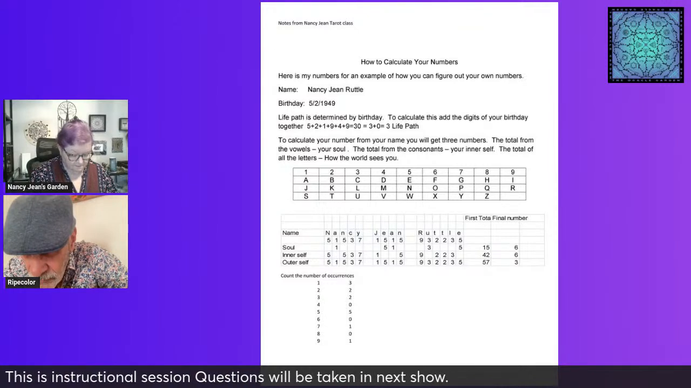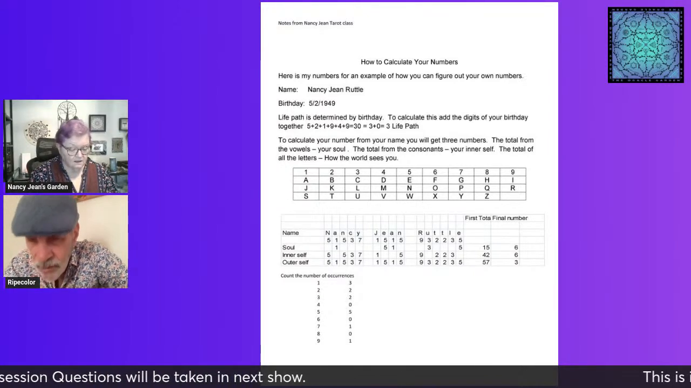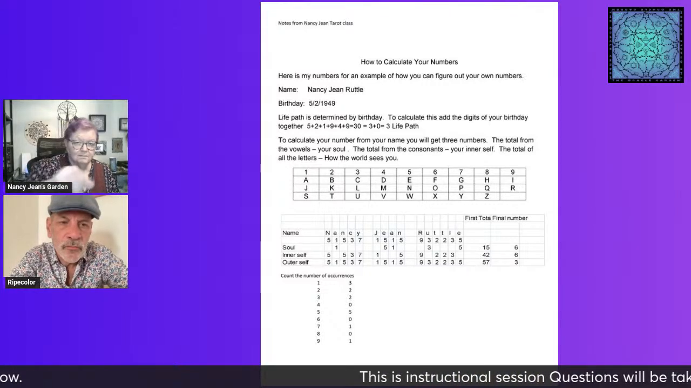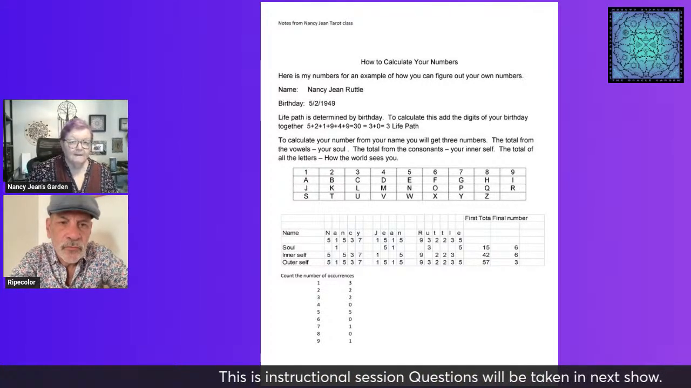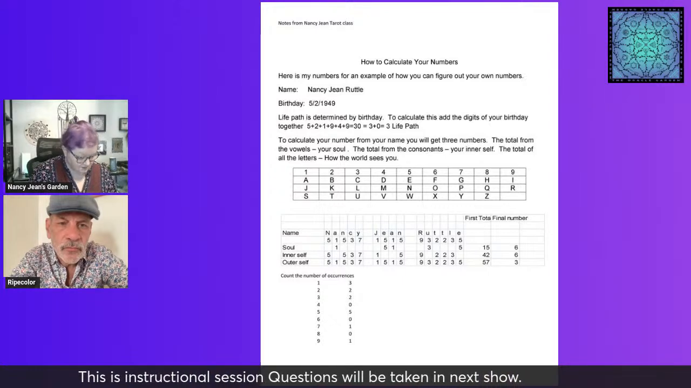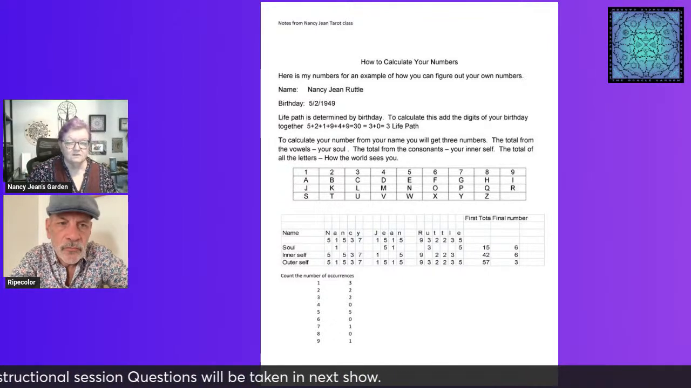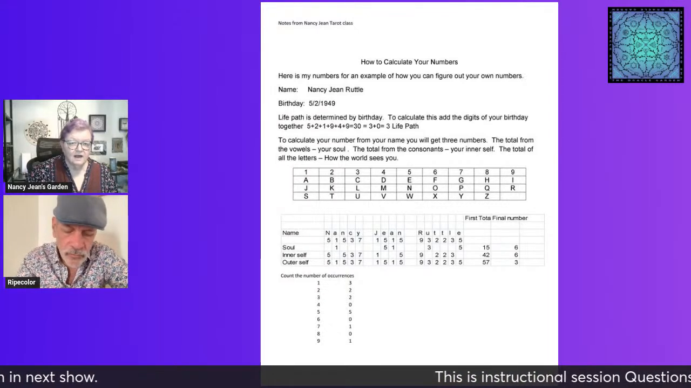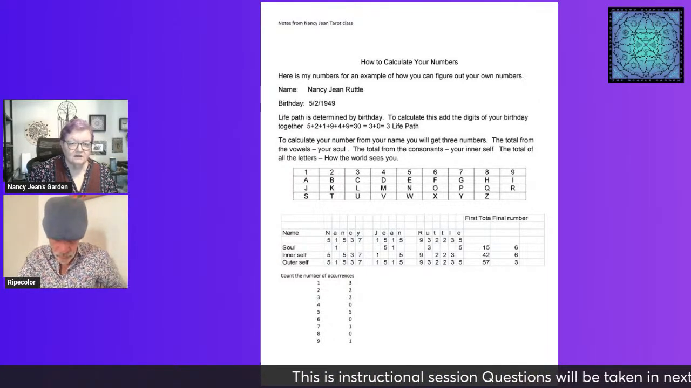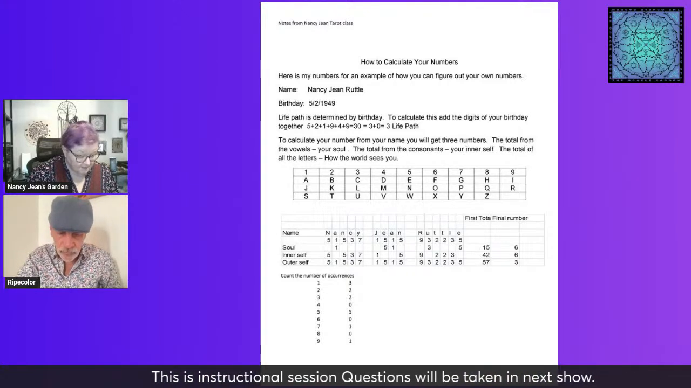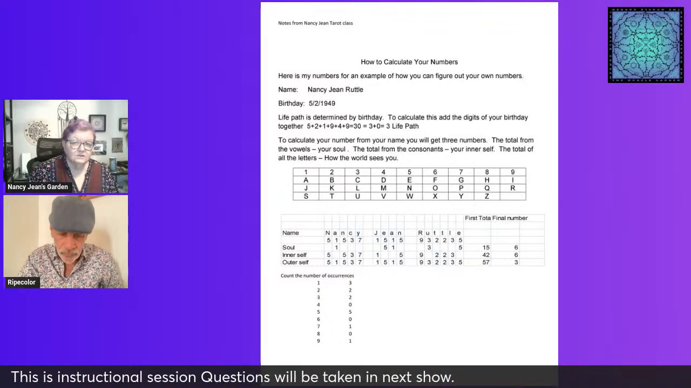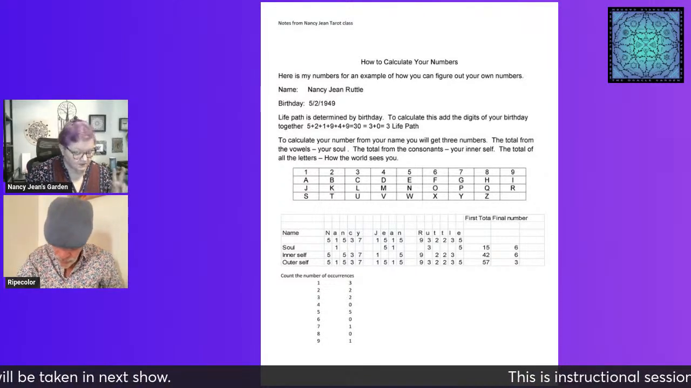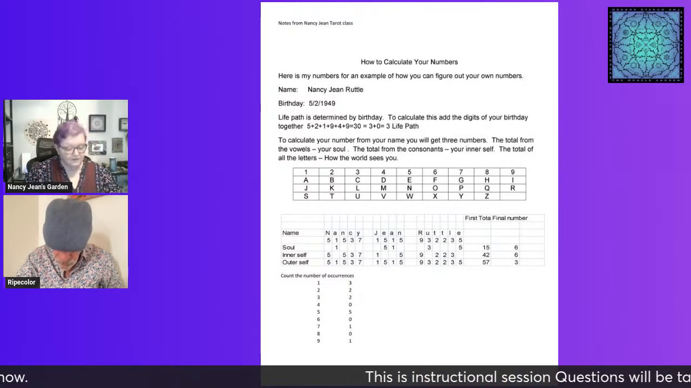Also, the other thing you can do is, when you see that little page that says count the number of occurrences, you count how many 1s are in your name, how many 2s, how many 3s, how many 4s, how many 5s, how many 6s, how many 7s and 8s and 9s. And in my particular case, I have no 4s show up, no letter that's related to a 4, and I have no vibration of 8.